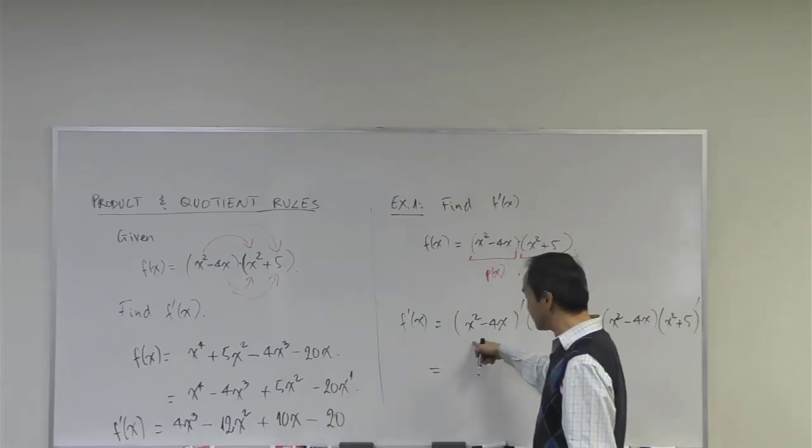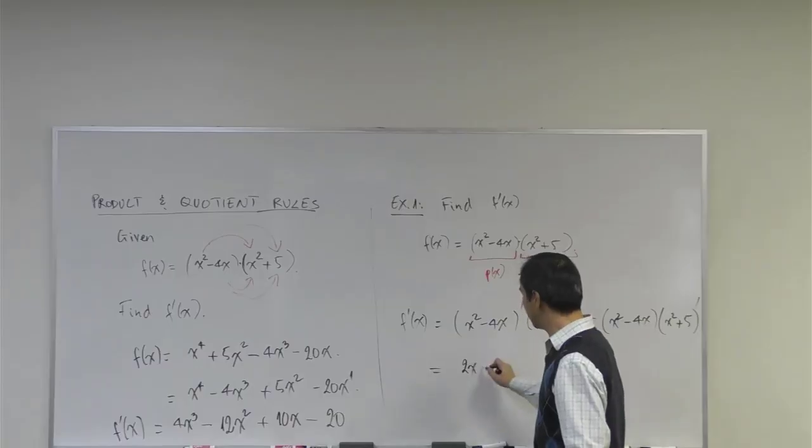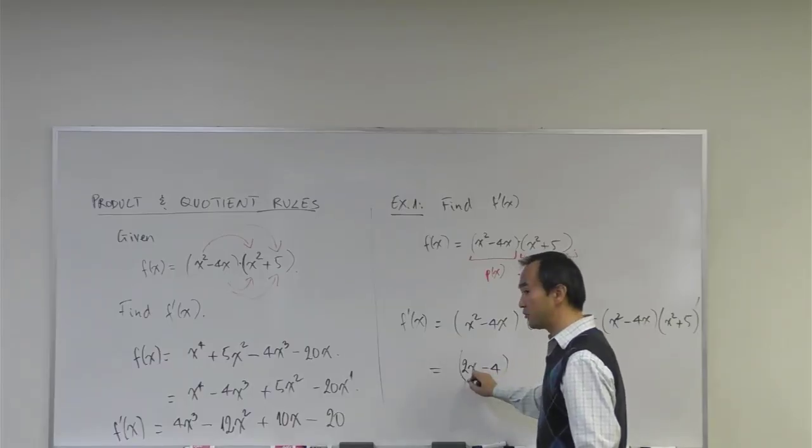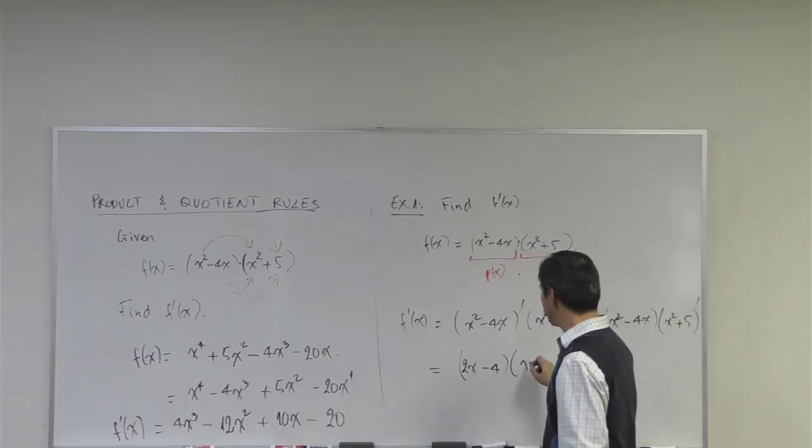The derivative for this, now we can go term by term, right? First term gives me a 2x, second term gives me a 4. Am I speeding too fast for anyone? Okay. And then I'm multiplying with the q without prime, so x squared plus 5, right?